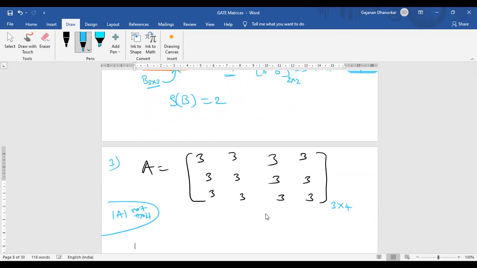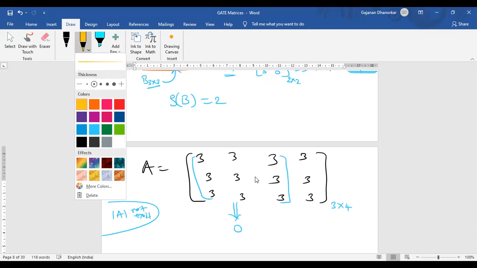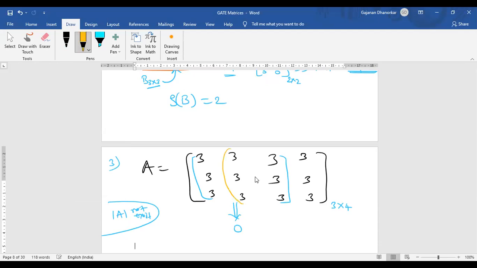If the determinant does not exist, then what do we have to take? We can take a submatrix. Suppose this is my submatrix. Now, what is the determinant of this submatrix? 0. You can take all possible submatrices of order 3 by 3. Suppose I take this. What is the determinant? The determinant is 0. You can take another, suppose this row, second row, fourth column, then also you will get determinant 0. All elements are the same. That's why we are getting 0.